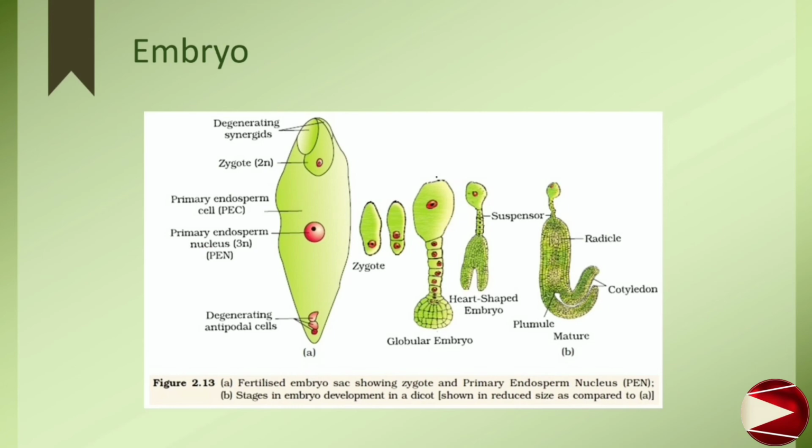One end is called plumule, which will grow into shoot, and another end of embryonal axis is called radicle, which will grow into root. The portion of embryonal axis between cotyledon and plumule or shoot tip is called epicotyl. The region of embryonal axis between cotyledons and radicle or root tip is called hypocotyl. The developed root tip is covered with root cap.